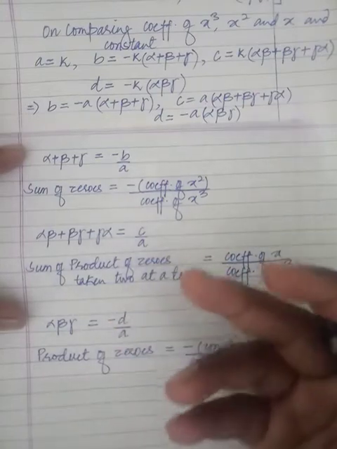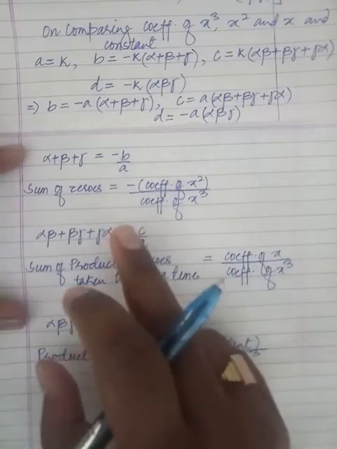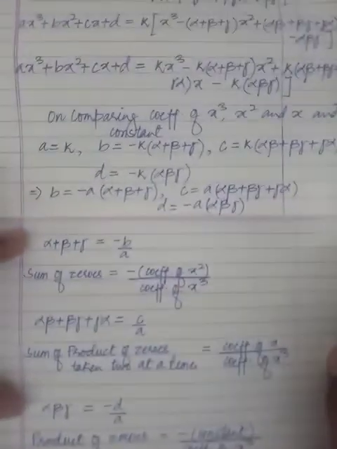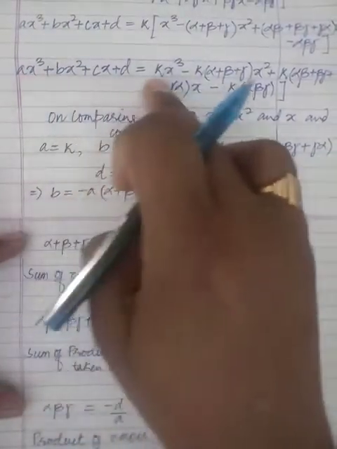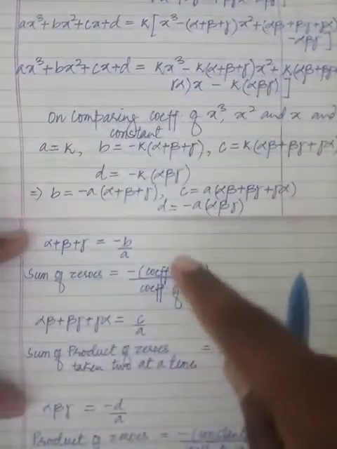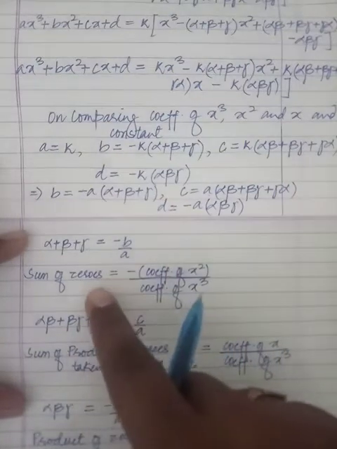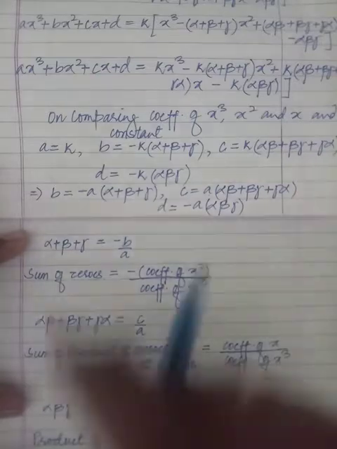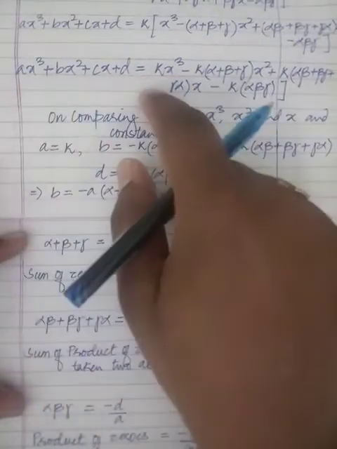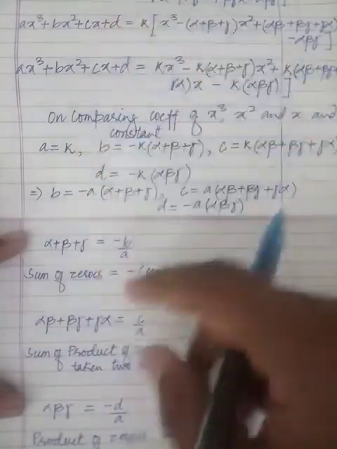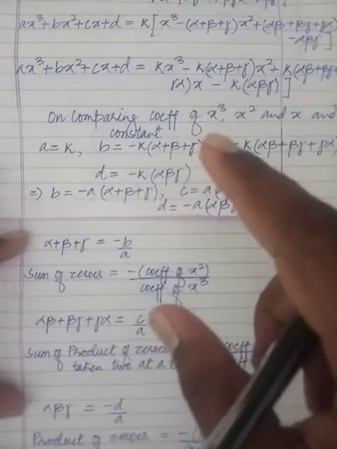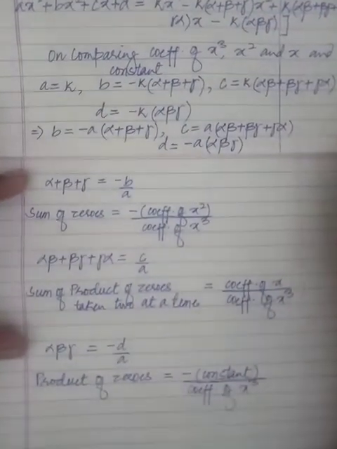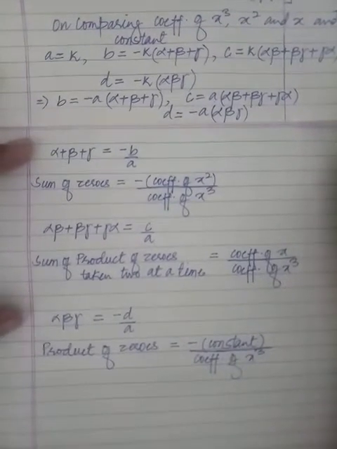It means that without calculating the zeros of a cubic polynomial, you can find these three things. That is, you can find sum of zeros, sum of product of zeros, and product of zeros. Fine. You don't have to calculate the three zeros every time. So you can calculate these three directly without calculating the zeros. Fine. I hope you understood how we derive the relationship.